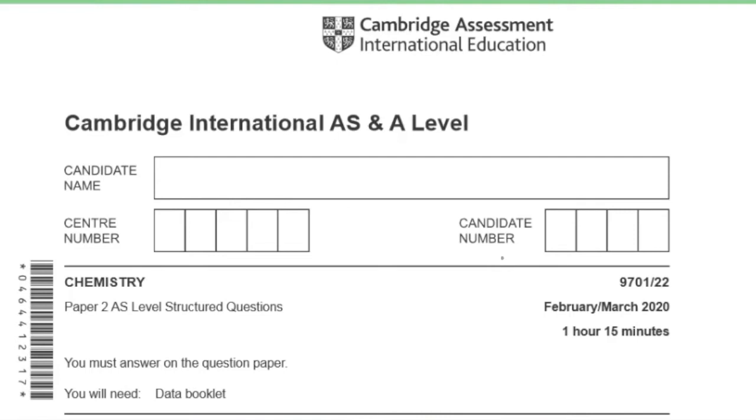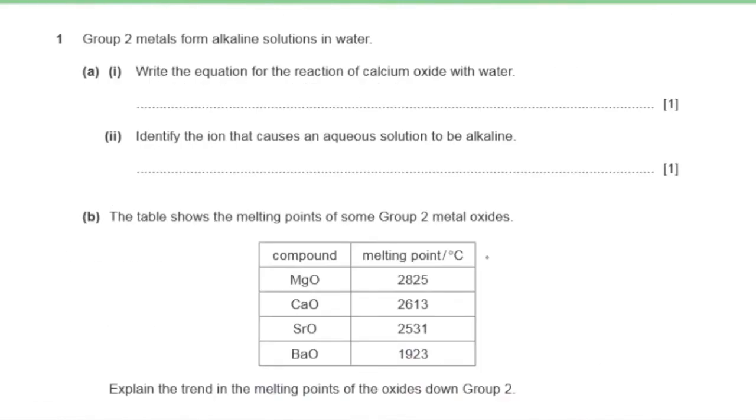Today I'll be solving Cambridge International AS and A Level Chemistry, Paper 2, AS Level Structured Questions, 9701, Paper 2, Variant 2, February-March 2020. Question number 1. Group 2 metals form alkaline solutions in water. Part A, Part 1. Write the equation for the reaction of calcium oxide with water.